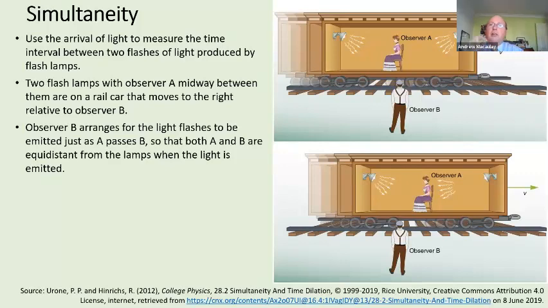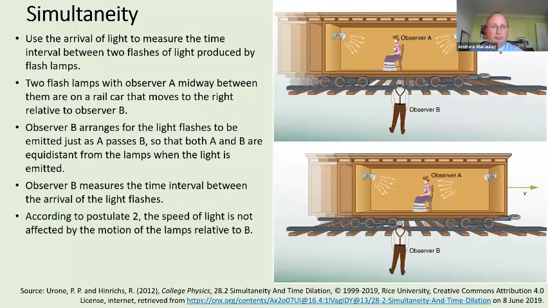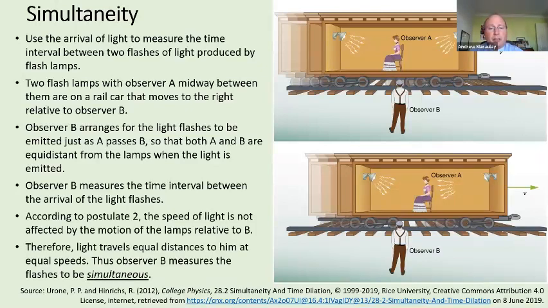Okay, so you can see in the first picture, they're just passing each other and the light gets emitted. But as the carriage is going past, the light from the left catches up, so to speak. And observer B measures the time interval between the arrival of the light flashes. According to postulate 2, the speed of light is not affected by any relative motion. Therefore, the light travels equal distances to him at equal speed, and observer B measures the flashes to be simultaneous.